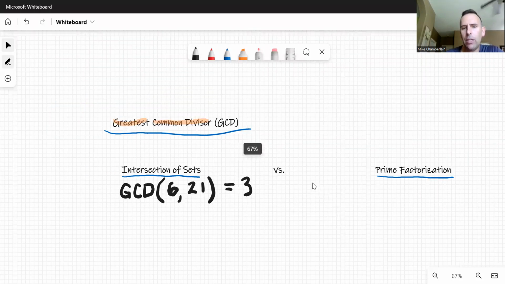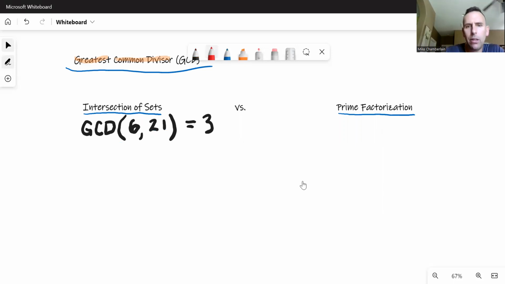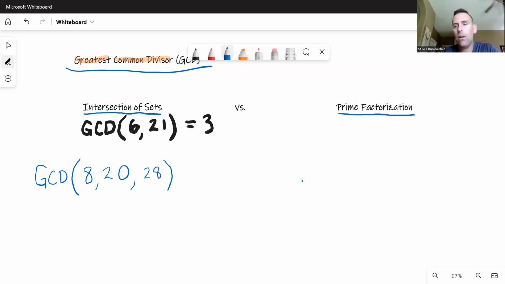Sometimes it may not be quite as obvious if the list gets a little bit bigger. Let me give you a different example. Let's say I said, what is the greatest common divisor of maybe a set of 3 numbers? So maybe not so obvious. What if I did? Well, let's do 8 and 20 and 28. Maybe it is still obvious, maybe it's not. I want to go over the intersection of sets method though with you so you can at least see it when the numbers are small.